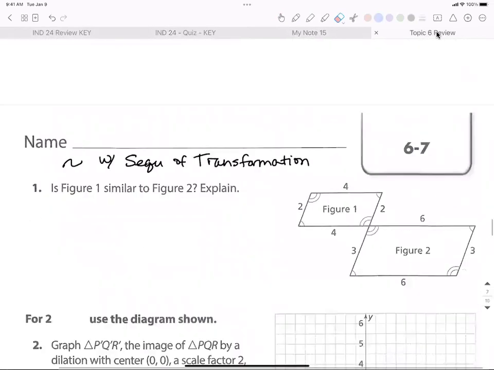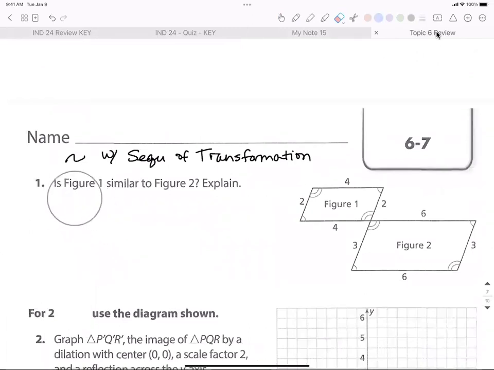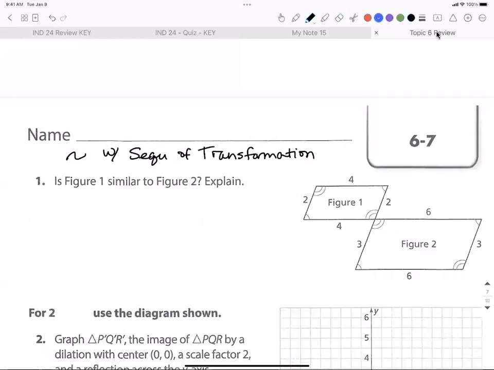All right, same thing with similarity. Similarity, you also have to prove it with that sequence of transformations. Or you can prove it with the scale factor. Okay, so you test. Now you don't have coordinates here, but you have side lengths. So you can test the ratio of these two right here, which are corresponding sides. So set them up as a fraction and reduce it.